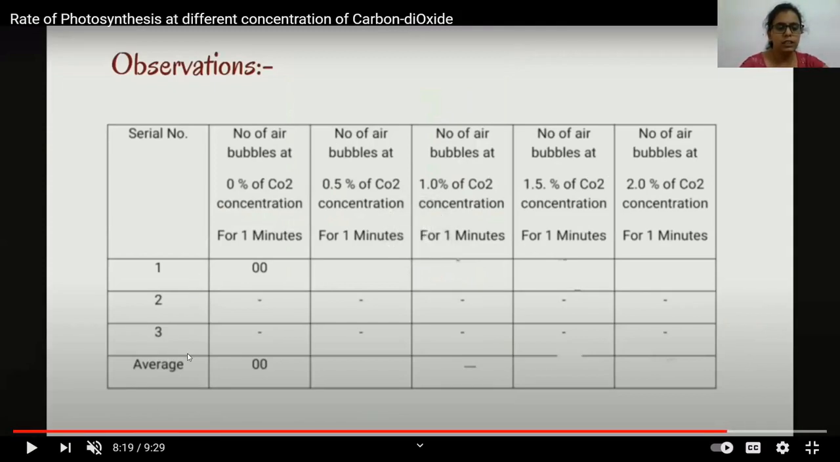You have to take 3 readings. Number of air bubbles at 0% concentration of carbon dioxide for 1 minute, then 0.5%, 1%, 1.5%, like that. And later on you can find out the average of these three readings for every concentrated solution.